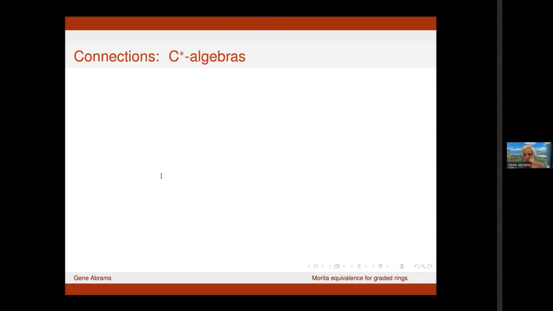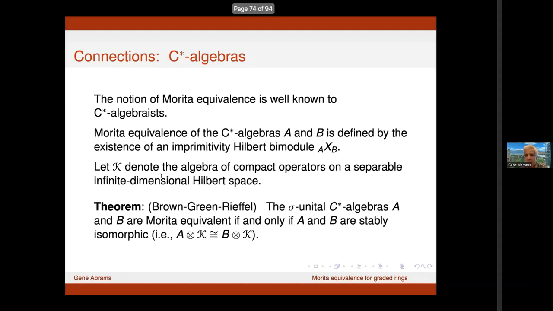I have to admit, I have a little bit of imposter syndrome when I'm talking about C-star algebras, but I'm going to give it a shot here. And please feel free to interrupt and correct if you have any comments here.